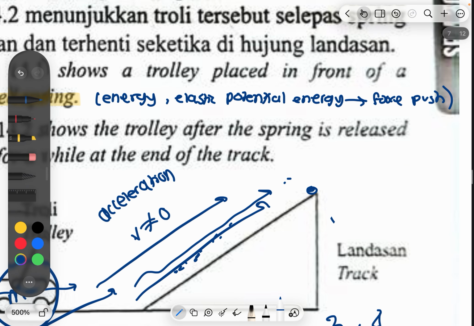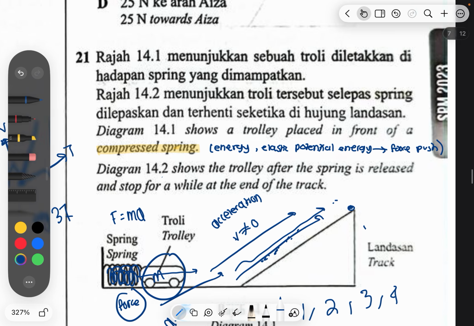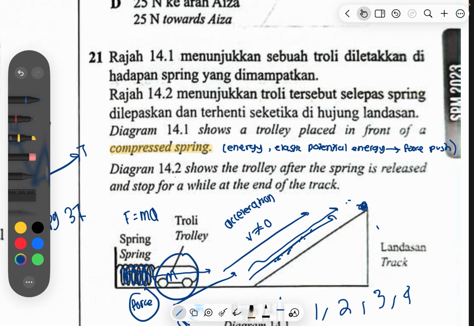But wait, that's not all. It says that it will stop for a while at the end of the track. What does that mean? It means that there's some sort of resistance, friction, that is stopping the movement of the trolley, but only for a while. After that, it won't continue to increase, because you would need another force, like with a wave or resonance, a push to stop it from reducing in its amplitude because of the loss of energy.